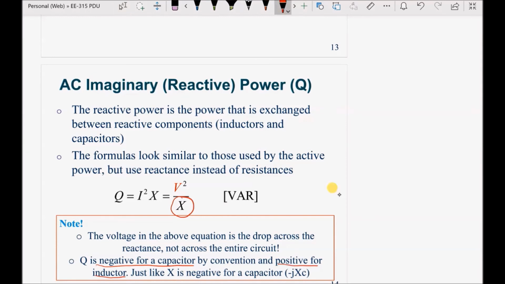The negative concept actually comes from when we discussed RC phases, and we saw that the phasor was in the negative direction, and that is why we have a negative here.